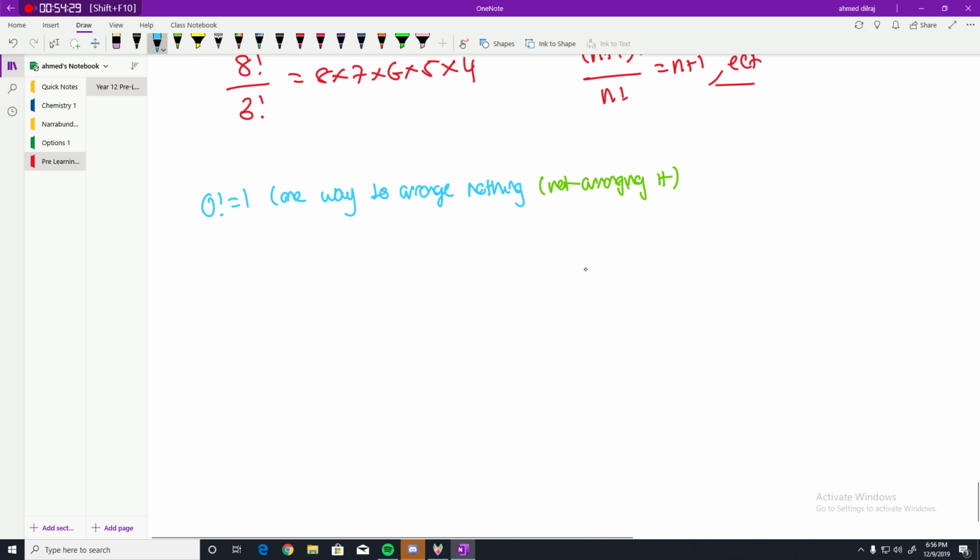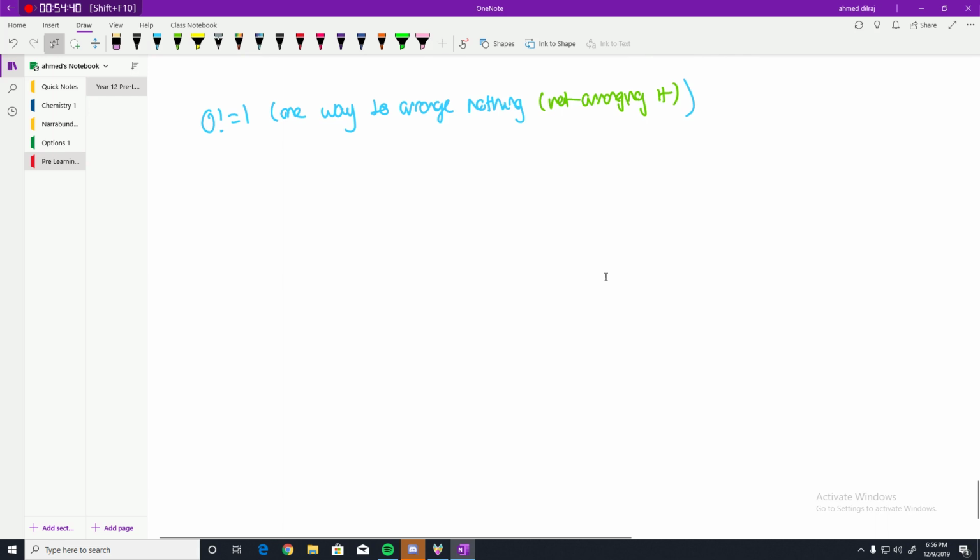Cool. So that's why 0 factorial is equal to 1. Some people just say that's an axiom, but it's not. There's actually a good reason why it's equal to 1, right? There's only one way to arrange 0 things, right?